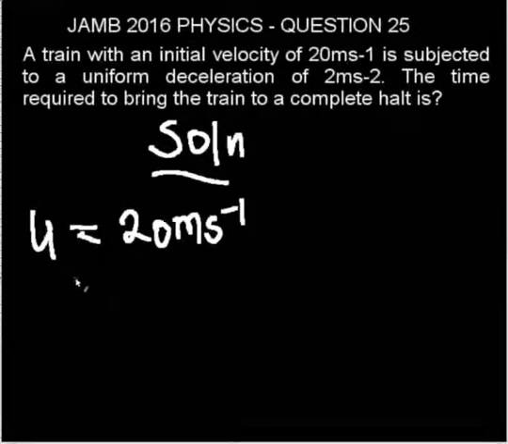Acceleration and deceleration are the same thing, the same words, but they are only applied in different scenarios. So when we say we want to stop or bring something to a halt, we use the word deceleration. And when we want to move forward or start up movement, we use the word acceleration. So we can equally say that our acceleration is 2 meters per second squared.